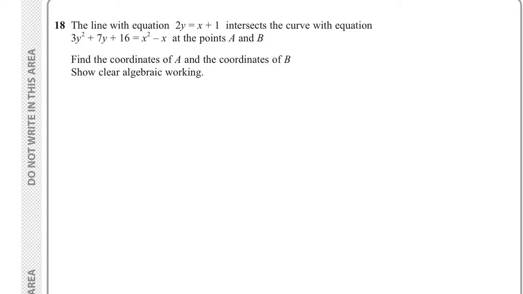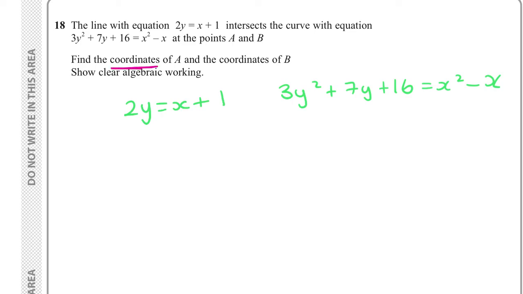The line with the equation 2y equals x plus 1 intersects the line 3y squared plus 7y plus 16 equals x squared minus x at the points A and B. Find the coordinates. Guys, first of all, coordinates look like this, right? And we know it's an x and a y, so we need coordinates. There's more than one, yeah?